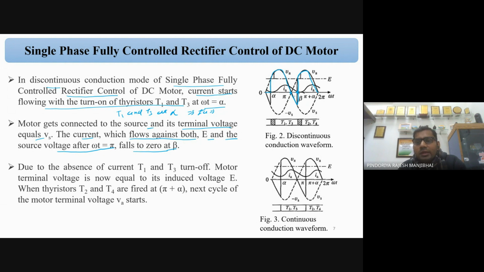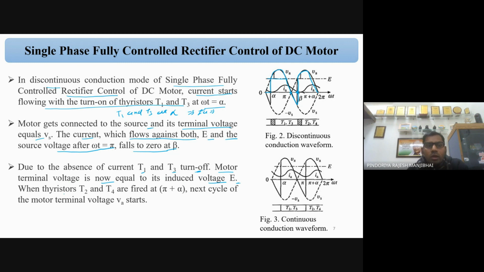So we can say it is a discontinuous conduction mode, because it is only a rectifier circuit. Due to the absence of current, T1 and T3 turn off. At that time, two thyristors are on. Now T1 and T3 are turned off and we can connect T2 and T4. So the motor's terminal voltage is now equal to the induced voltage E. And what is the value of E? That is a constant voltage.